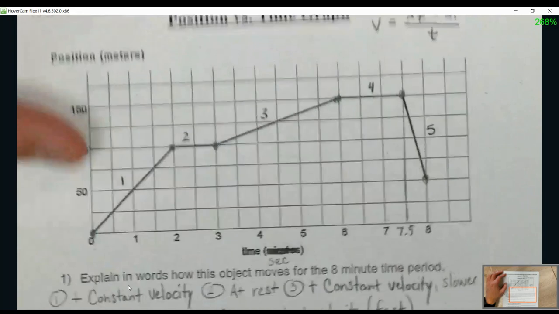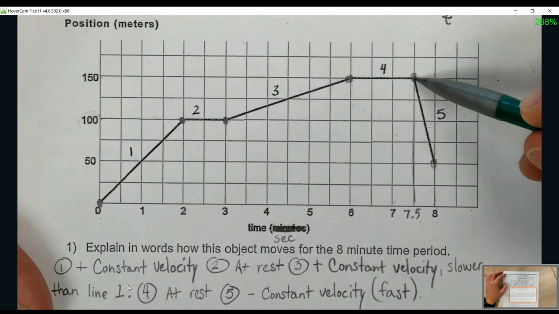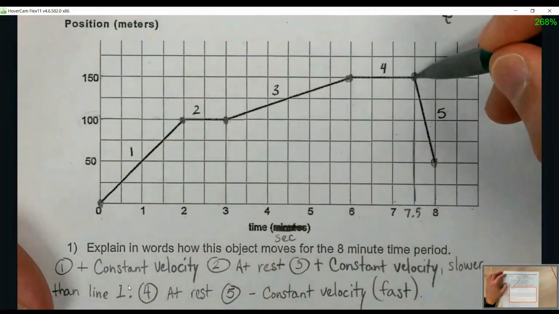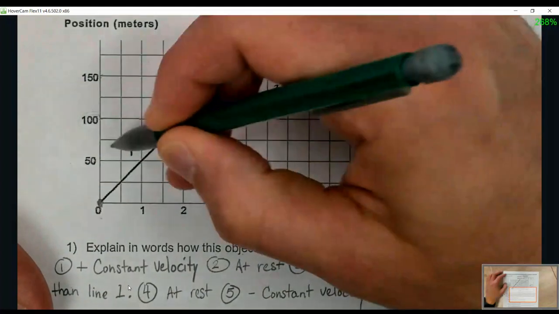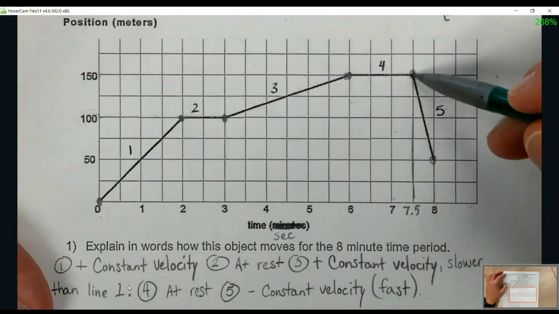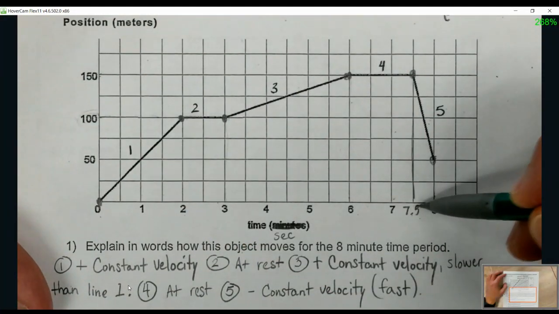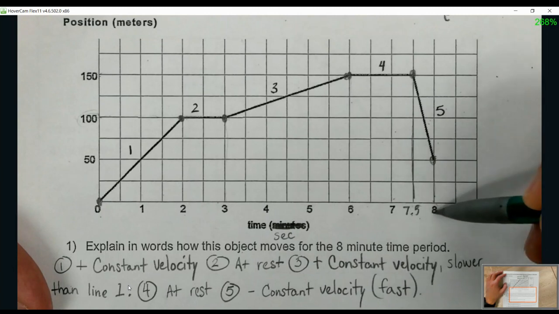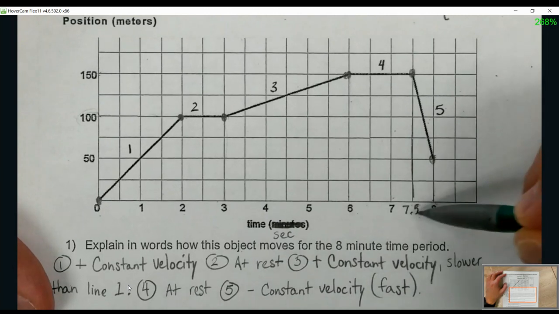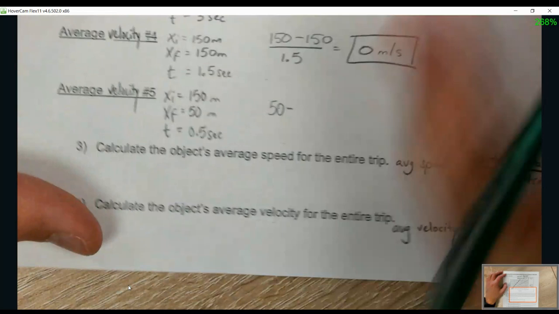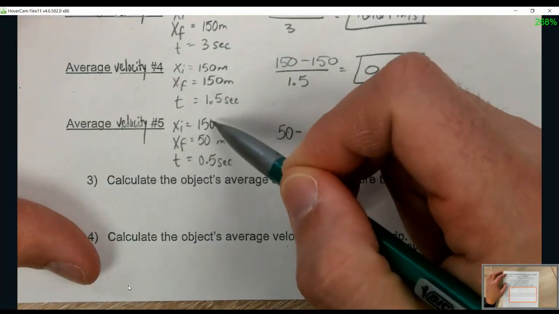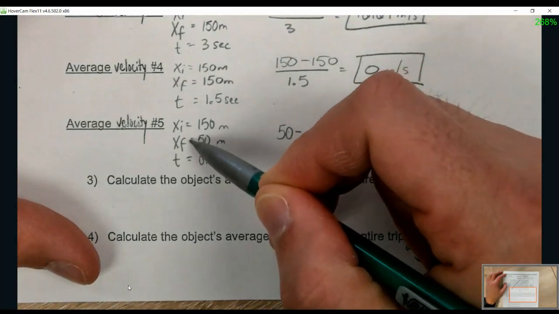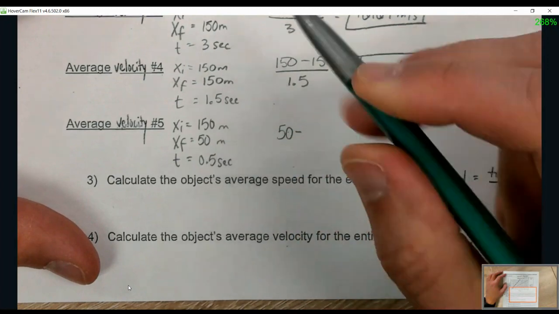All right, so line segment 5 starts here at 150. That would be your xi. Your xf is 50. The time, the start of the line is at 7.5. The end of the line is at 8. Subtract those two. 8 minus 7.5 is 0.5. So now you have your times. You have your xi is 150, xf 50, time 0.5.